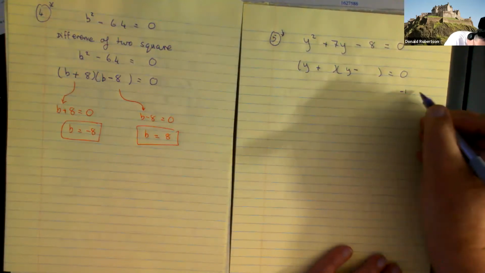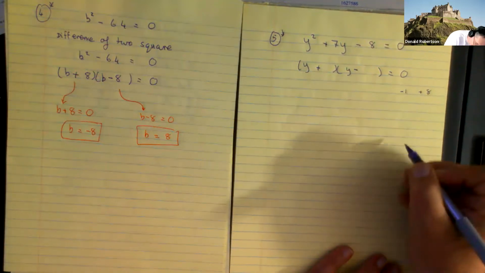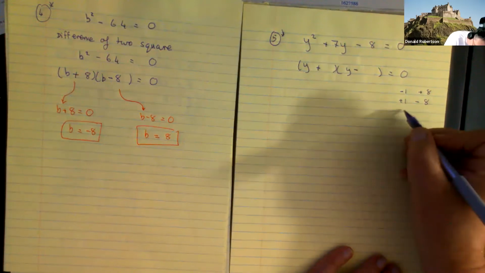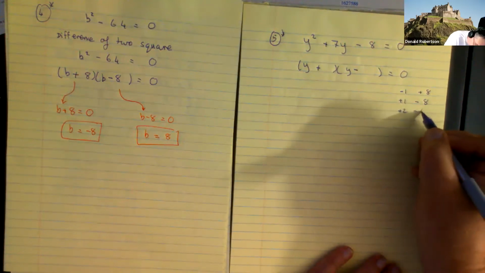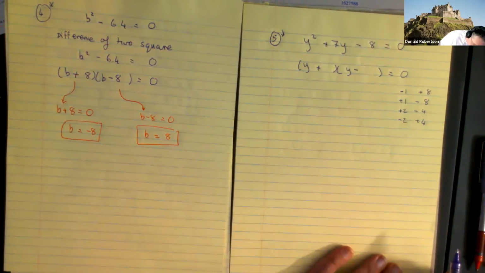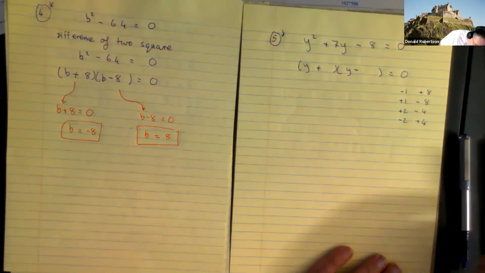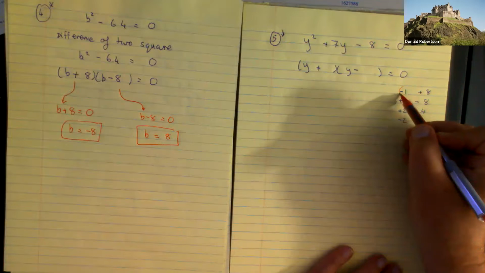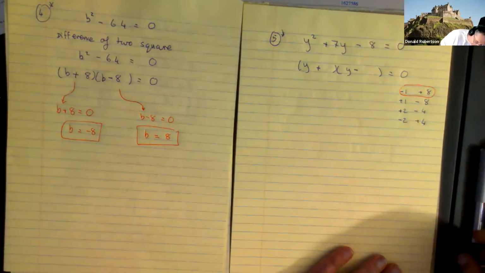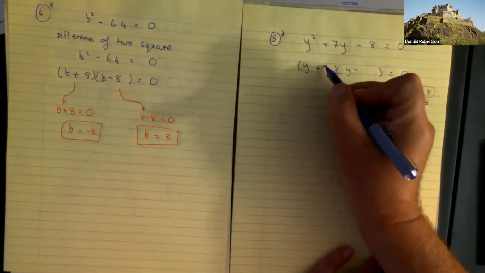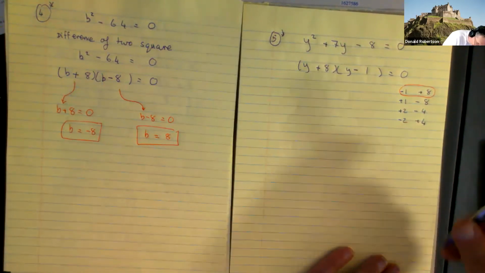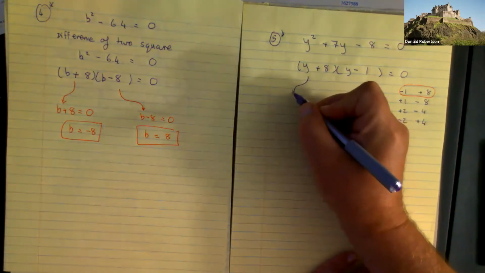So I could have negative 8 plus 1, I could have plus 1, negative 8. I could have plus 2 and negative 4, I could have negative 2 and plus 4. And I believe that's all the combinations I've got. And if you look really carefully, that's the one that if you add them together, you get plus 7. So it's plus 8 can go here, minus 1 can go there. You can now solve it.